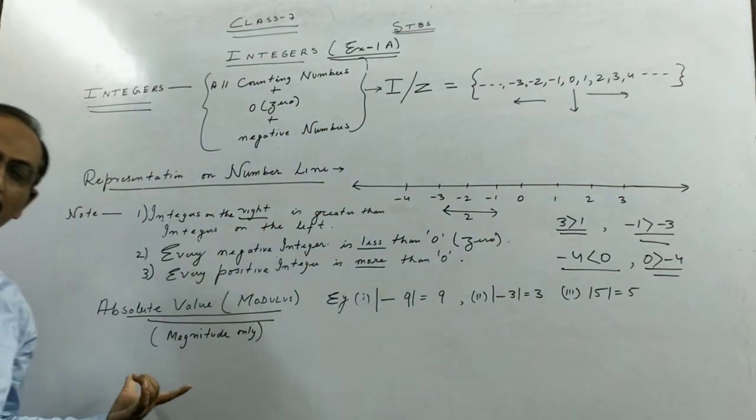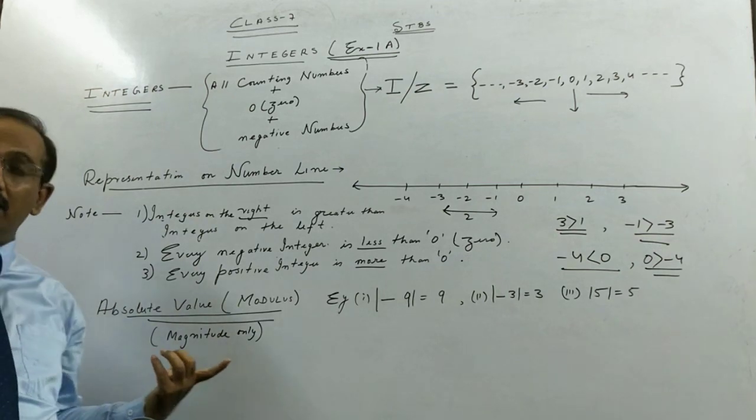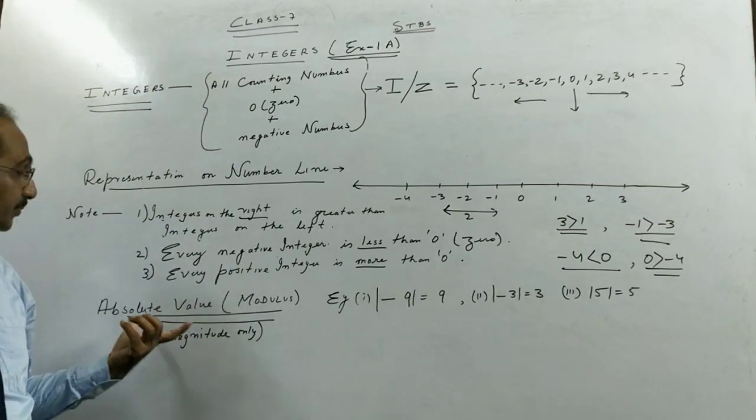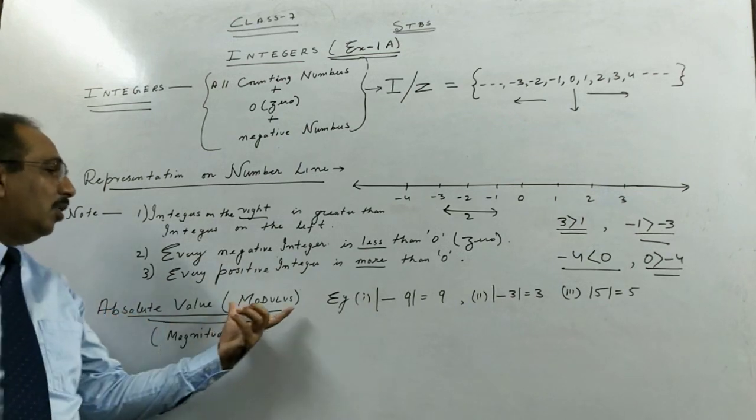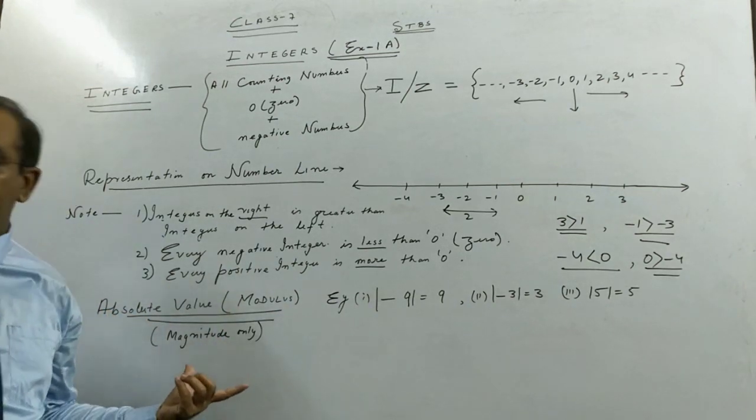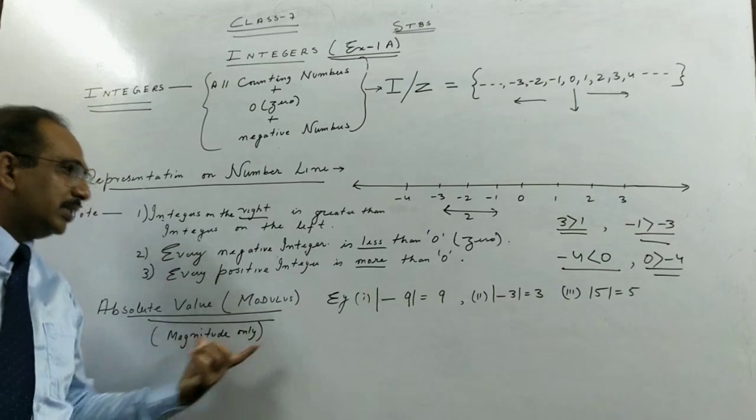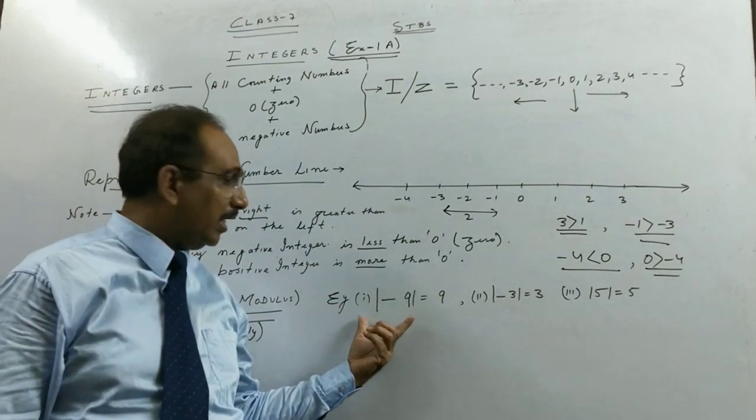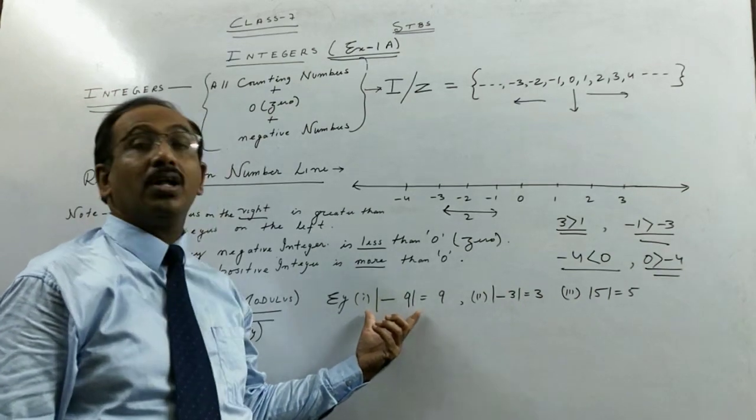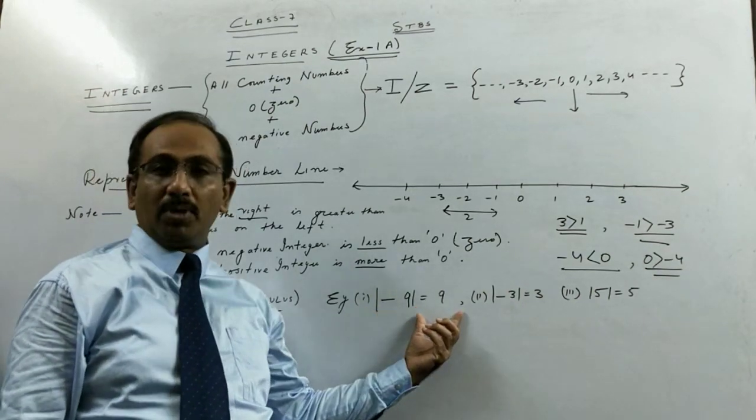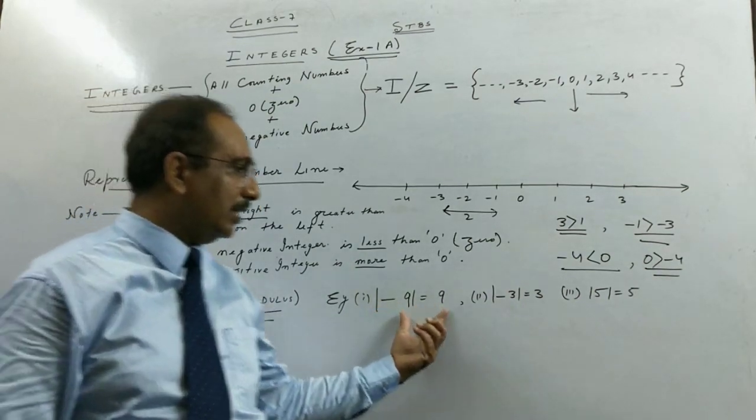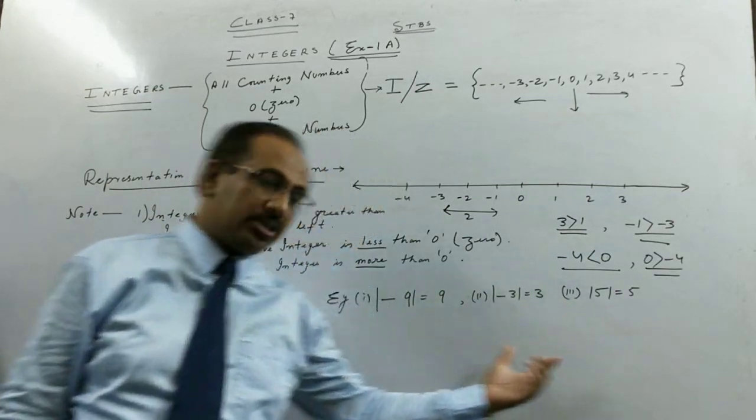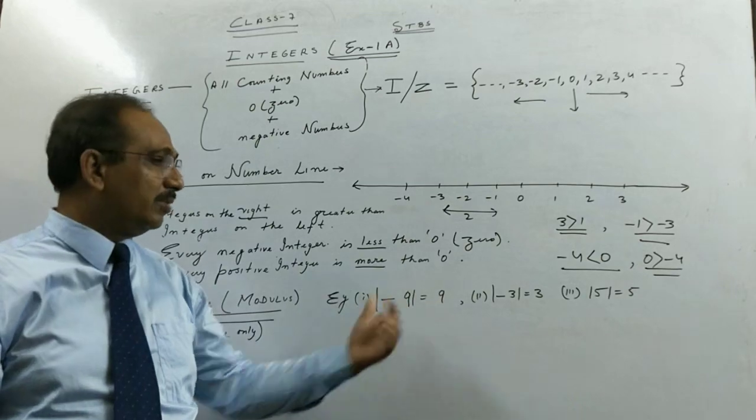One very important new concept we learn, which is also applicable in physics, a branch of science, is absolute value or modulus, or in short we call it mod. So what is it? Mod, with two parallel lines inside. Mod of minus 9 is 9, mod of minus 3 is 3, and mod of 5 is 5. So positive remains positive, whereas negative becomes positive.